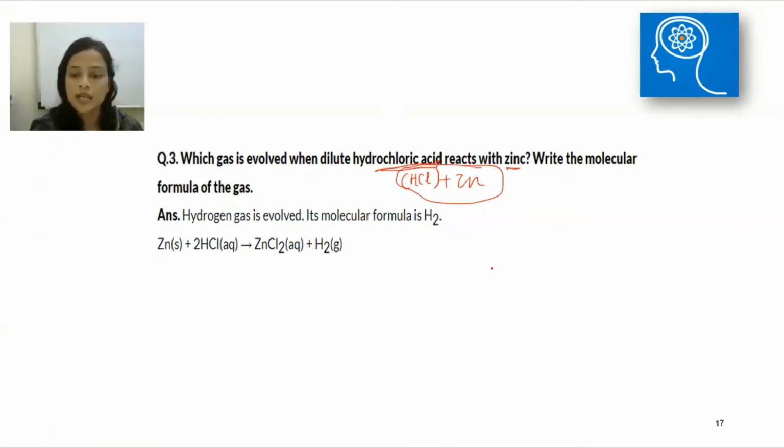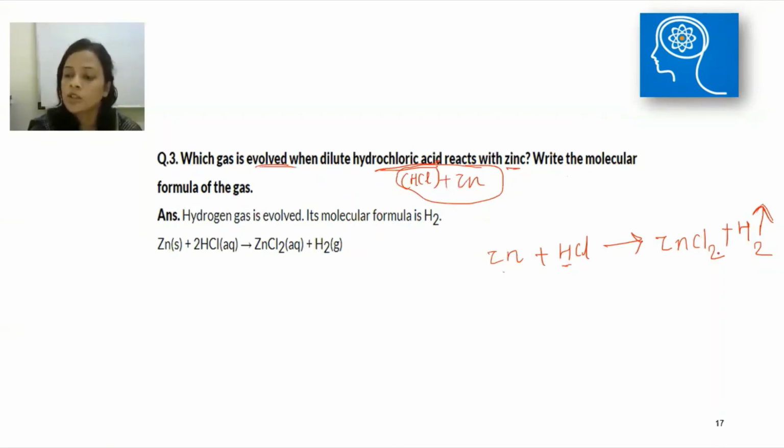So Zn plus HCl. First of all, this zinc combines with Cl, so it becomes ZnCl2, and here is hydrogen gas. The gas that is evolved is nothing but hydrogen gas. This upward arrow shows that the gas is released.